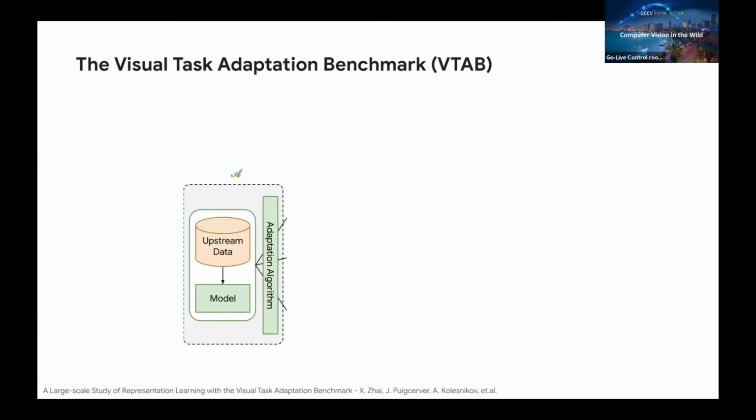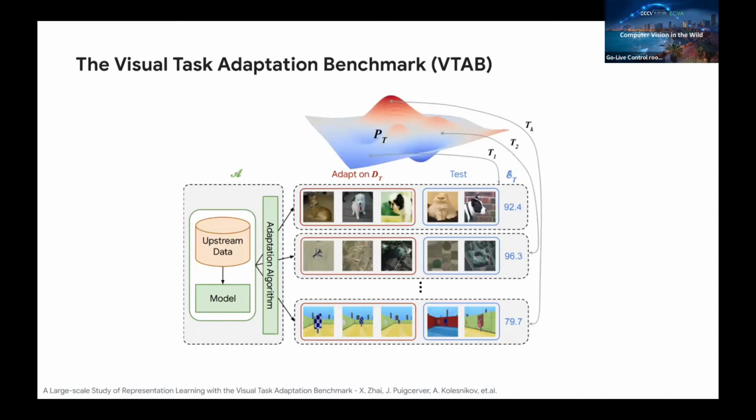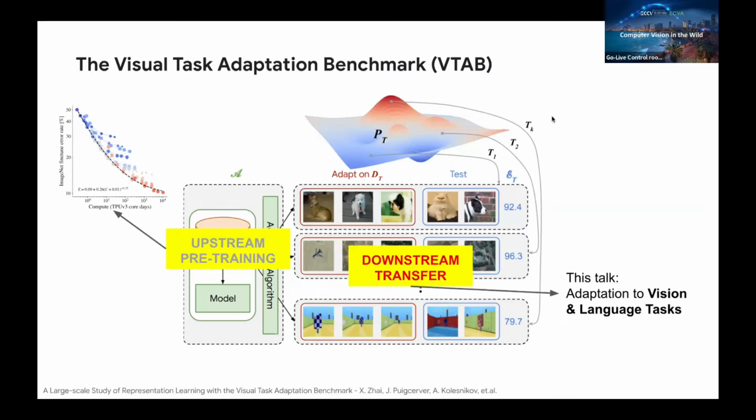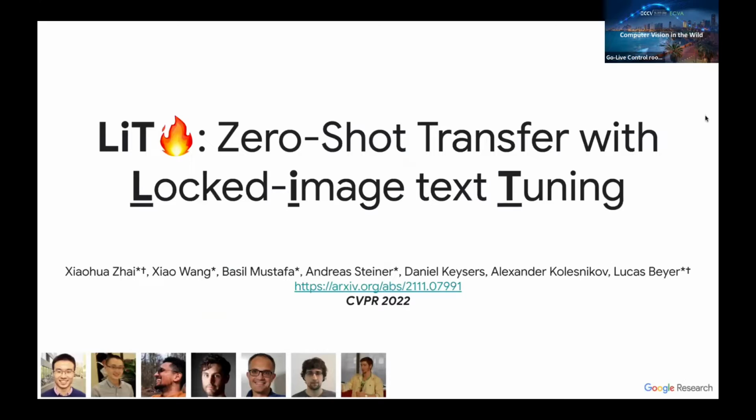The visual task adaptation benchmark tries to train an upstream model and then adapt this model on arbitrary downstream tasks. In this process, there are two parts. The first part is upstream pre-training, where you get a large vision model on any upstream data set. Then for downstream, we hope this model can use an arbitrary adaptation algorithm that can solve very diverse downstream tasks. The first part, upstream pre-training, has been covered by Neil in the past talk. In this talk, I will focus on how to adapt all of those pre-trained models to vision and language tasks. Let me start with LIT.